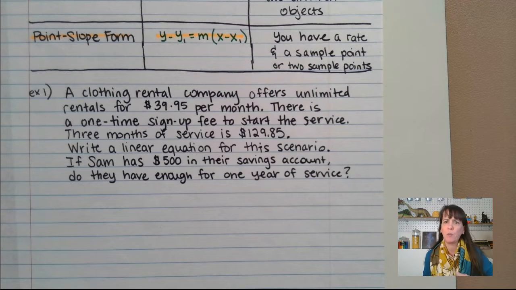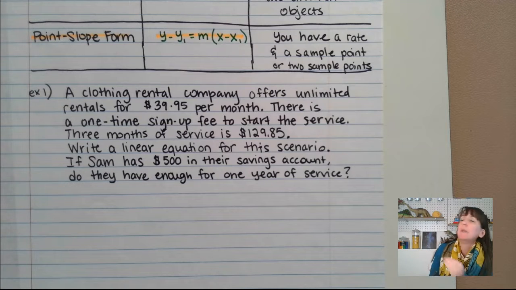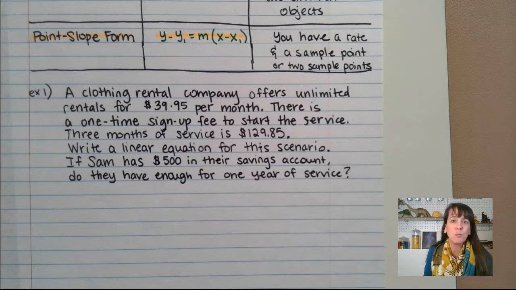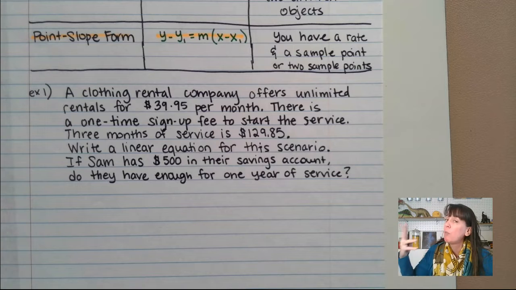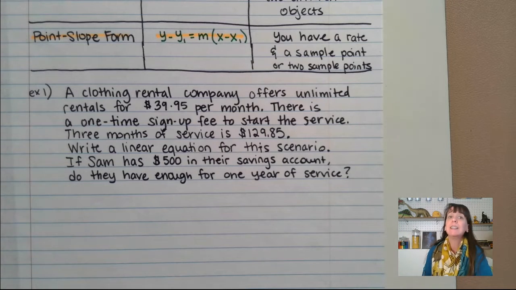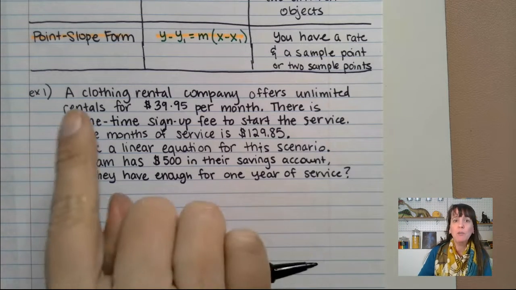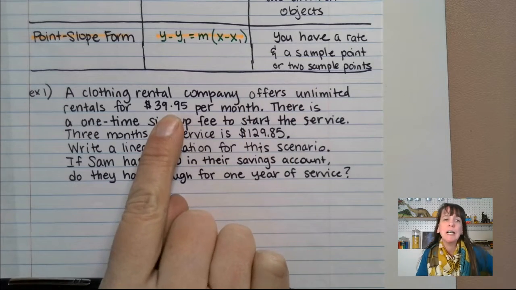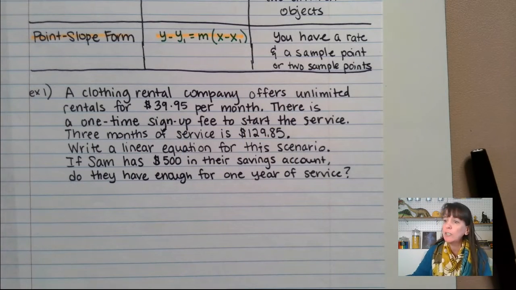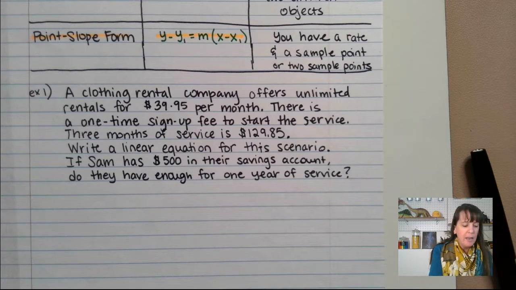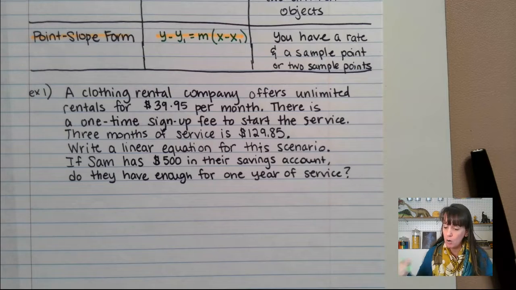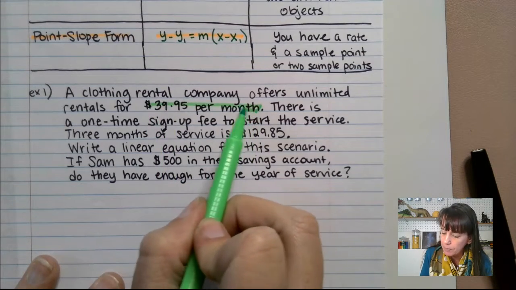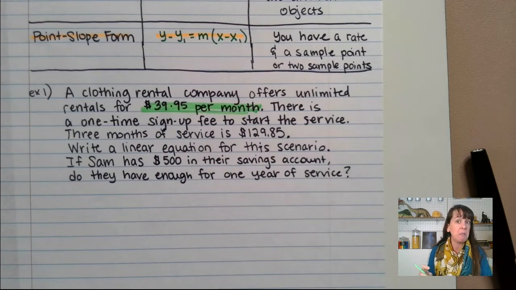Let's back all the way up. I know you're probably looking at this like word problems are terrible and I never want to do them and this is terrifying. But let's start. When that happens, remember, you know more than you think you do. Let's start at the beginning of this. The clothing rental company offers unlimited rentals for $39.95 per month. I think I said earlier, if you see the word per, that usually means rate. So that's probably something you're going to want to know. So $39.95 per month. That's going to be really helpful.